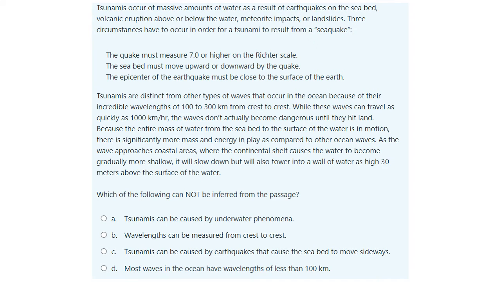Question number 8. Which of the following can not be inferred from the passage? Not inferred from the passage: tsunamis can be caused by underwater phenomena. Wavelengths can be measured from crest to crest. Tsunamis can be caused by earthquakes that cause the seabed to move sideways, or most waves in the ocean have wavelengths of less than 100 kilometers.